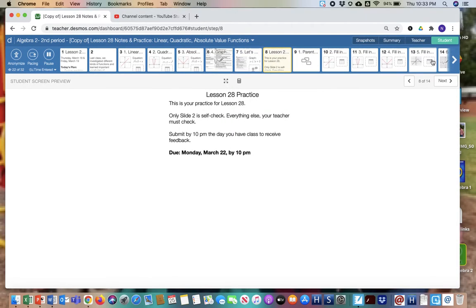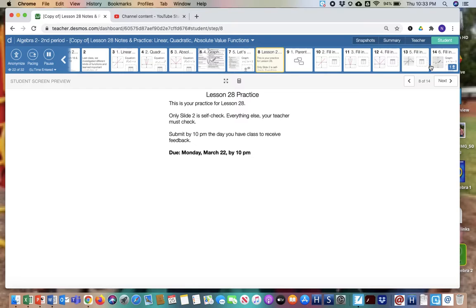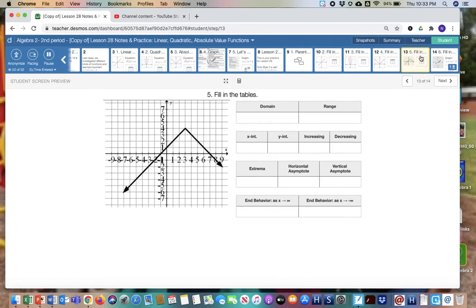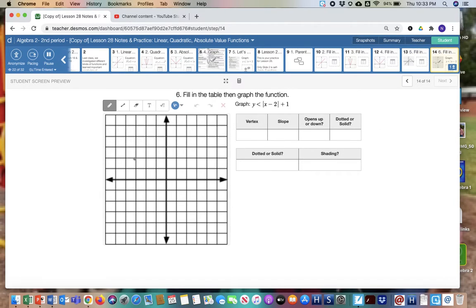Make sure then you do screens 9 through 14. 9 is a vocabulary checkup. 10, 11, and 12 are making sure you understand the different characteristics from the parent functions. And then on 13, you get to apply your skills with a different type of graph, so same thing. And then 14 is basically, can you do what we did from screen 7? All right, hope this helps.